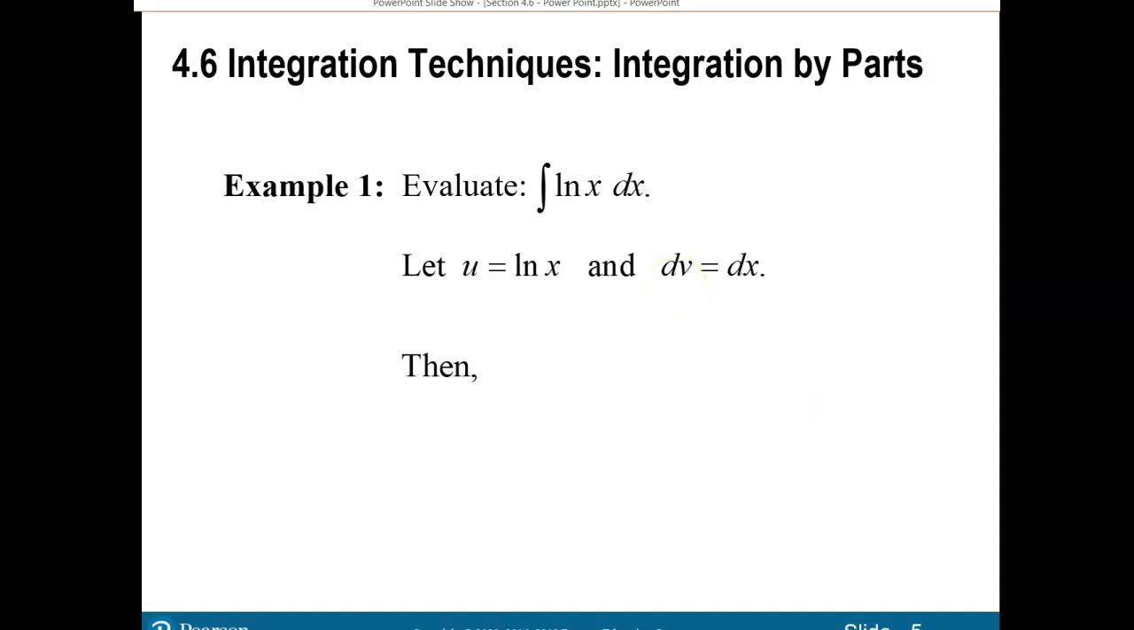Then you take the derivative of u. So du, just like from substitution, is 1 over x dx. And you integrate dv. This is just the antiderivative of 1, so it's v, and the antiderivative of 1 on this side is just x, because my variable here is v and the variable here is x.